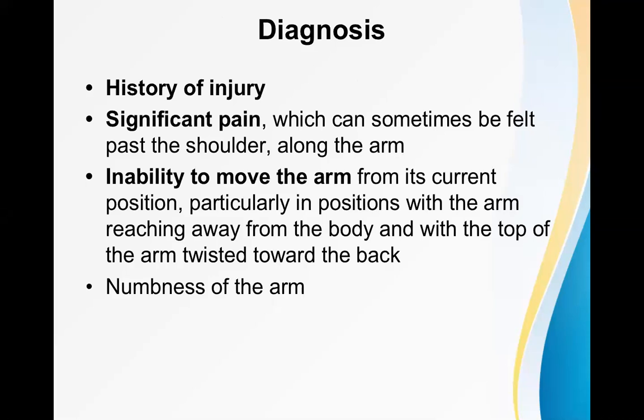So there is a history of injury, especially the sports injury or severe type of trauma. There may be significant pain in the patient. And sometimes the pain is felt past the shoulder and along the arm. It depends on the nerve injury or nerve compression. Another important symptom is inability to move the arm from its current position. Okay, this is impossible. And another is numbness of the arm. This numbness again depends on the nerve injury or nerve damage.